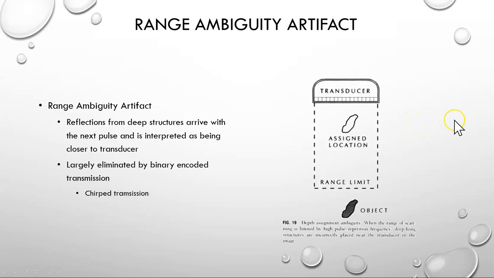Range ambiguity artifacts can also cause objects that are strong reflectors but are outside of the range limit of the ultrasound machine to be assigned a location in the wrong position. This is because the pulse from the previous pulse is still traveling back to the transducer when the machine thinks that this area needs to be insulated. These types of range ambiguity artifacts, where an object outside of the range, the depth of our image, have largely been eliminated due to binary encoded transmission, also known as chirped or Golay coding.